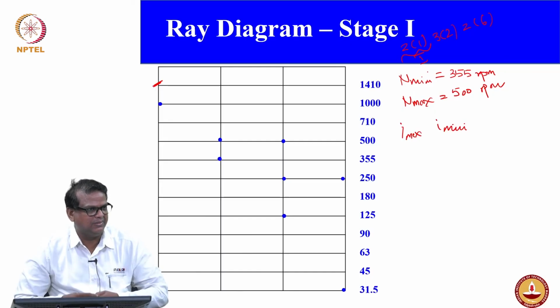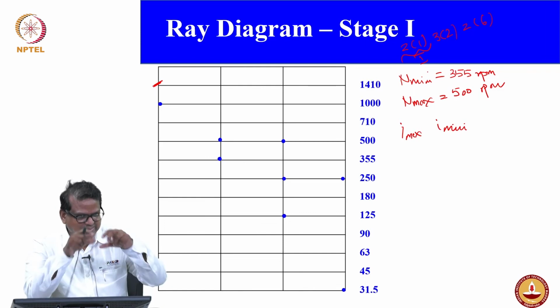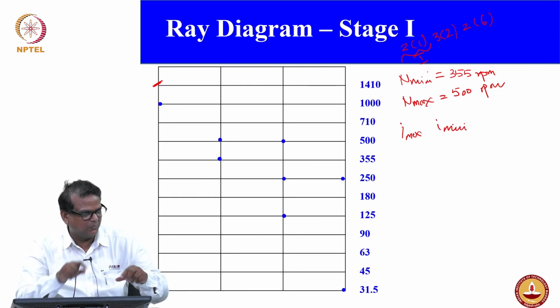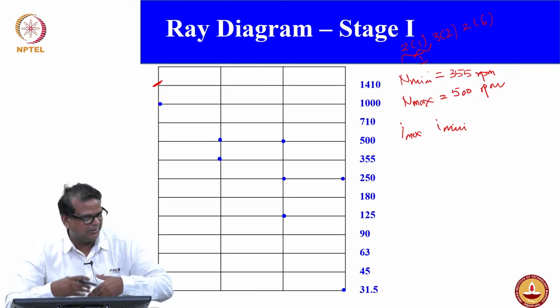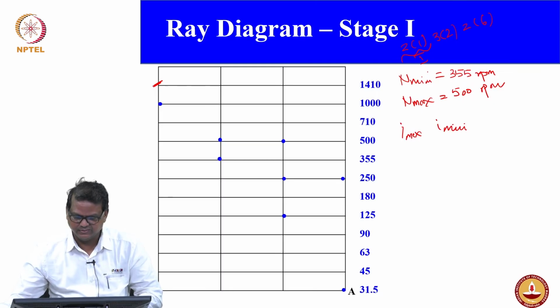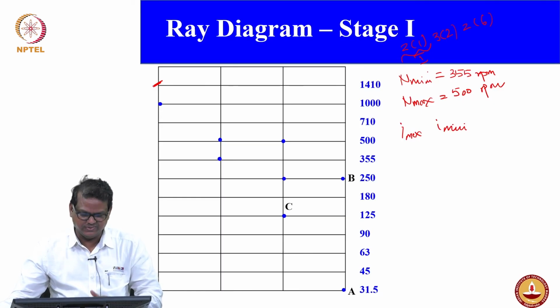How are we going to fill the other speeds? Because we know the step ratio, as long as you follow the parallel lines connecting one speed to another speed, that will fill the ray diagram automatically. You can see that. I am naming them A, B, C, D, E, F, G and H. So, this is the skeleton ray diagram, right.